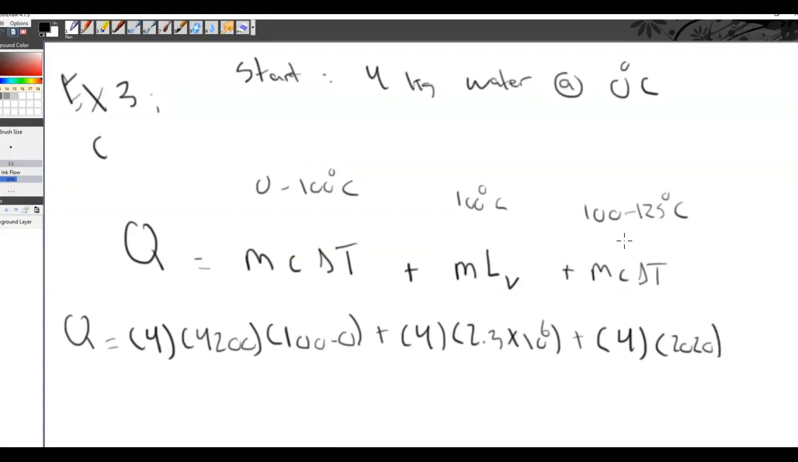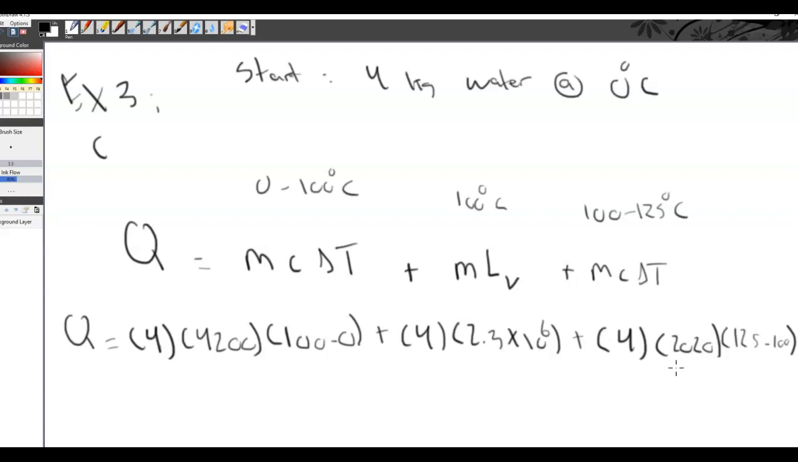Now, what is delta T? This is why you break down the problem like this. Delta T is 125, which is the final temperature of the steam, minus 100 degrees, which is the initial temperature of the steam. A very common mistake is to simplify this problem and say, oh, the initial temperature is 0 and the final temperature is 125. But you can't do it that way because part of the time it's water and part of the time it's steam. So you have to do it in segments.